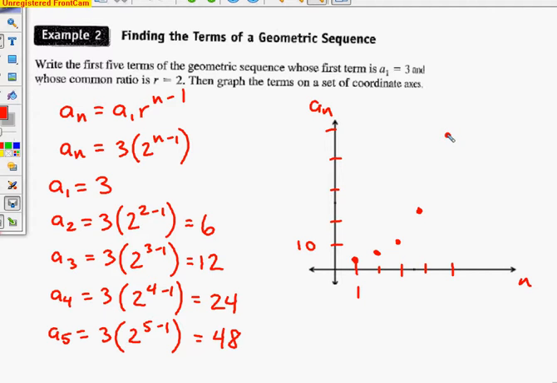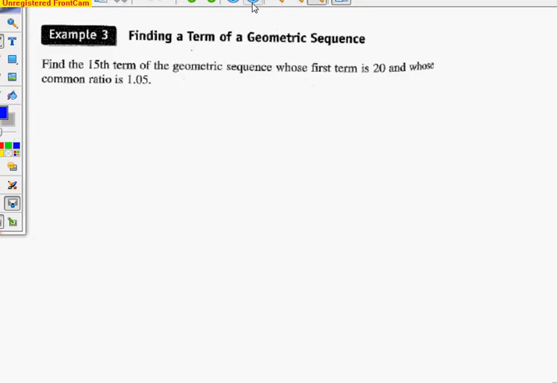And notice the shape. If I was to connect these with a dotted line or dotted curve, look what happens. And if you remember from earlier in this class or from Algebra 2, this is an exponential curve. And that's why when you think of geometric, you should think of exponential. Questions there? Cool. All right. Next, here we go.